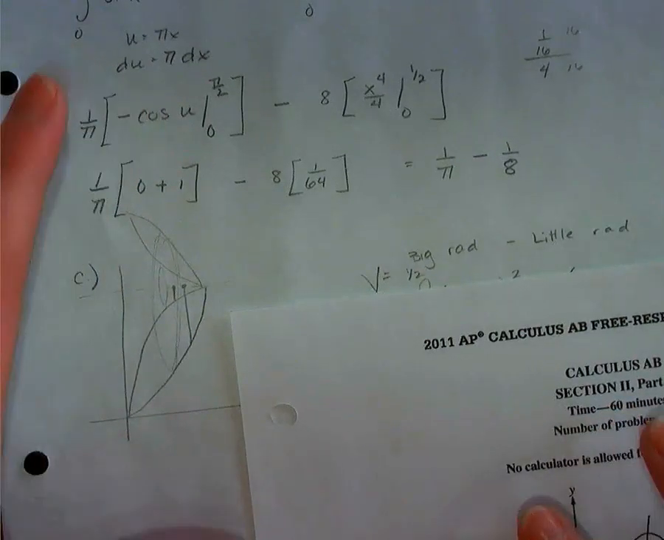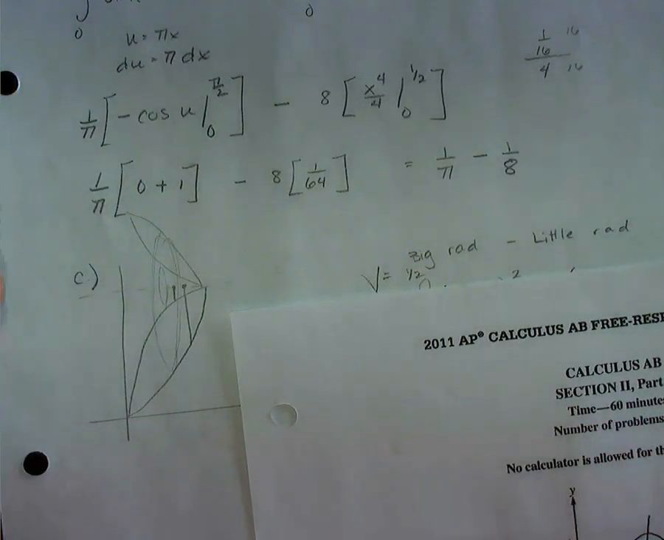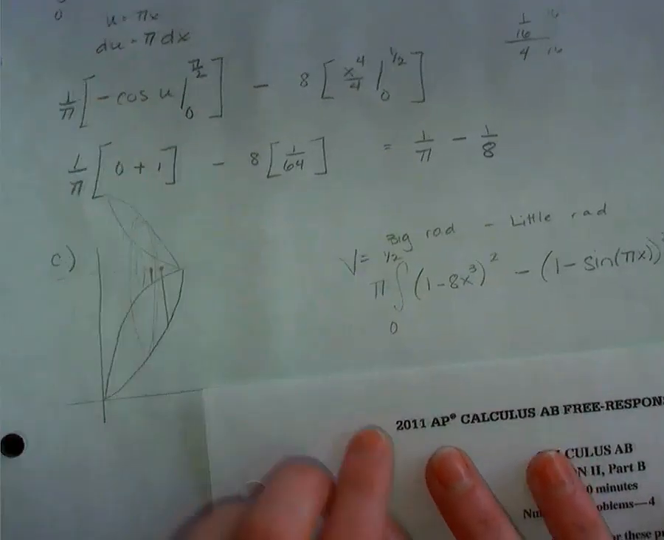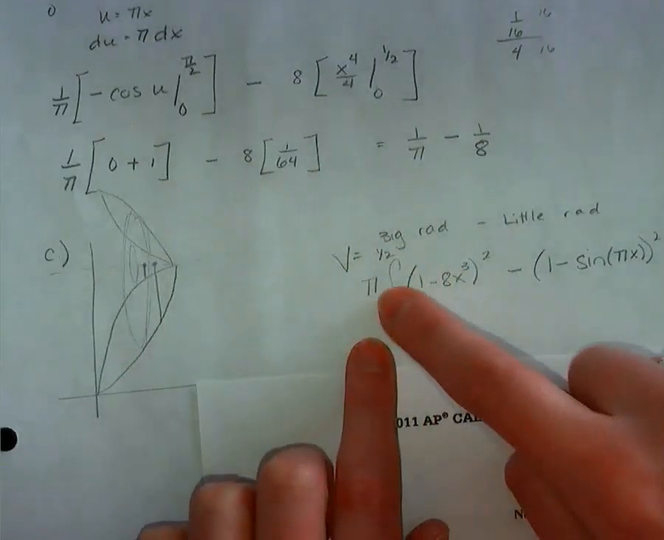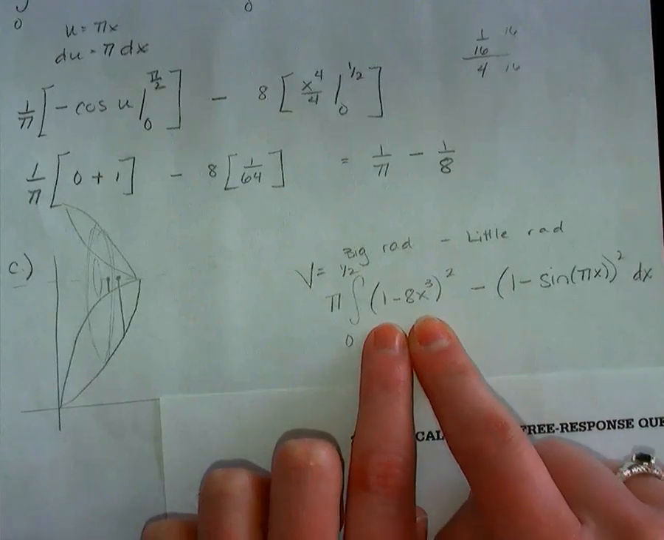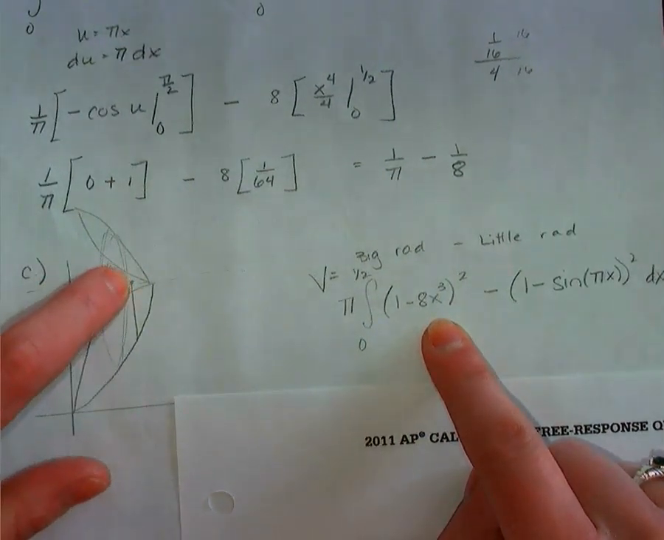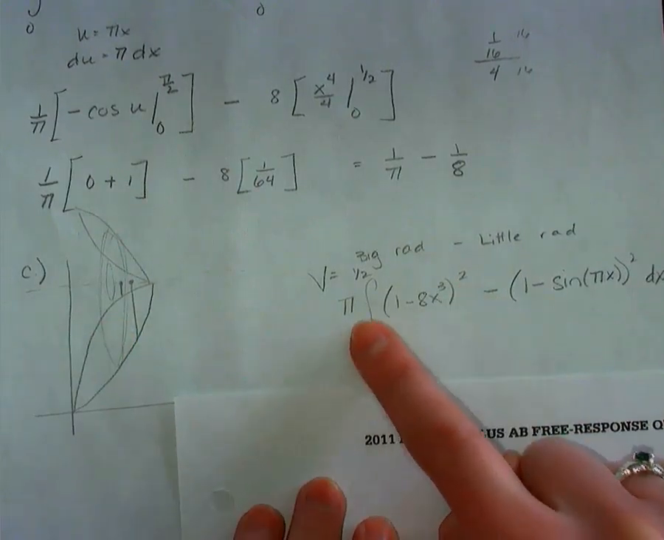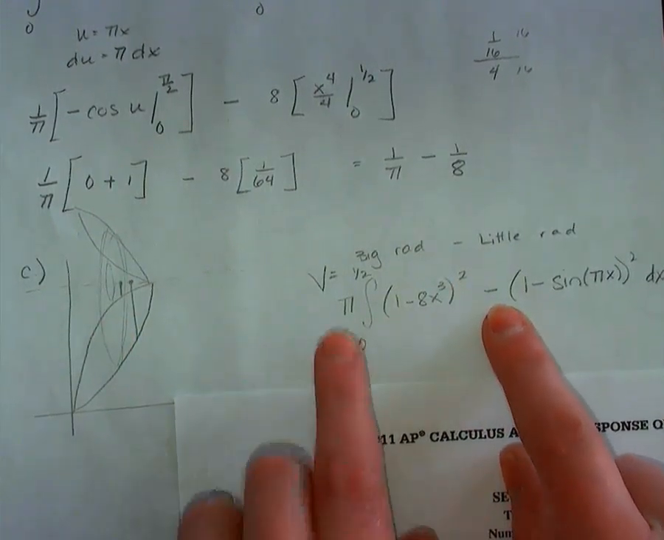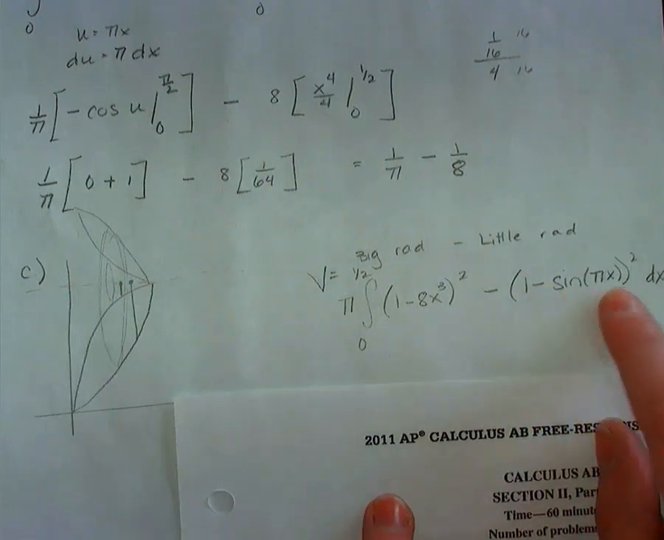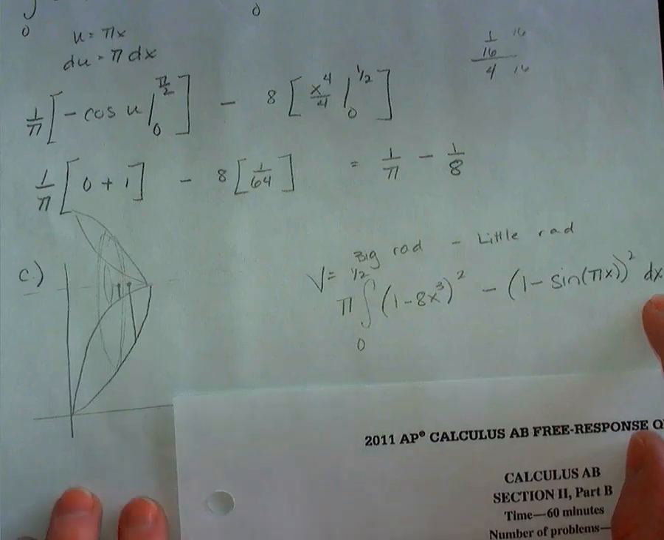However, in this case, because it's not a solid shape, I need pi, the integral of big R squared minus little r squared. So here's my setup. Volume equals pi, the integral from 0 to 1/2. To find my big radius, I'm going from the axis of revolution to the outer bounded region, (1 minus 8x cubed) squared. So pi big R squared minus, and then here's my little r squared. (1 minus sine of pi x) squared. Make sure you have a dx on there, and you're all set.